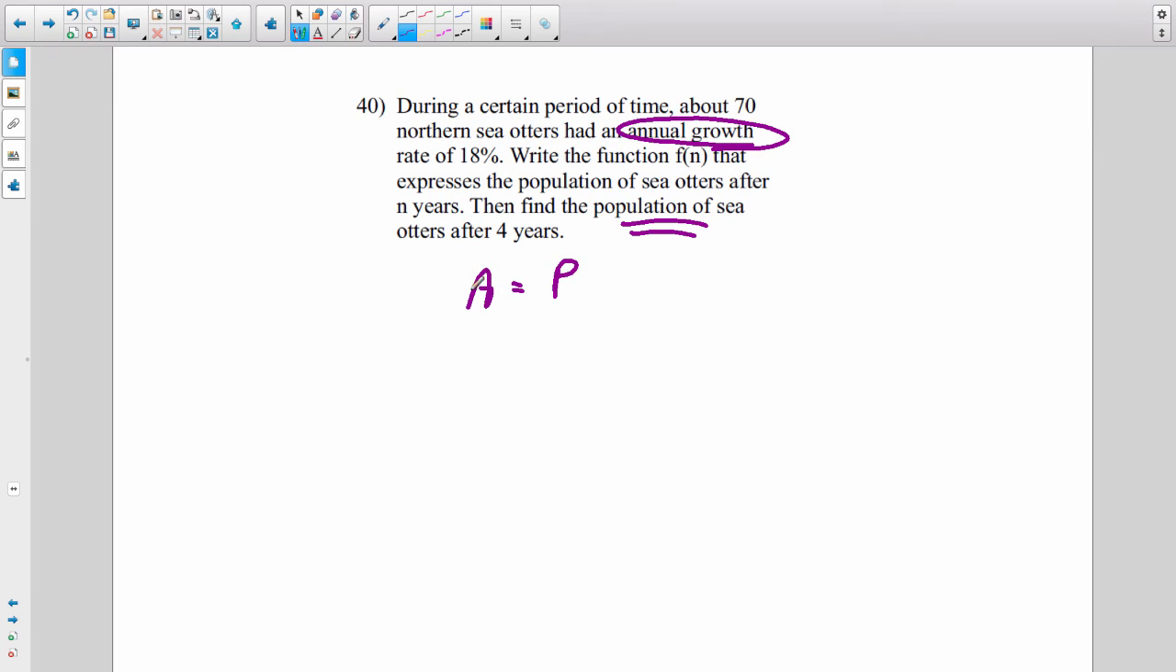The amount you have left over is the amount you started with times 1 plus your rate raised to how long you've been waiting. Let's plug in what we know. 70 were the starting number. The rate was 18%, which is 0.18. Move the decimal twice. How long is T? How many you have is A. That's the answer to part 1.